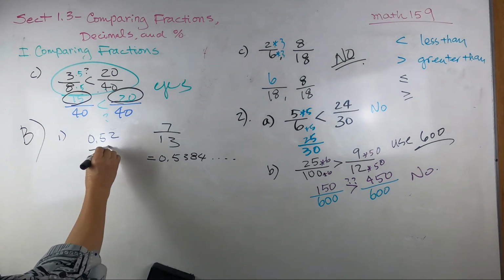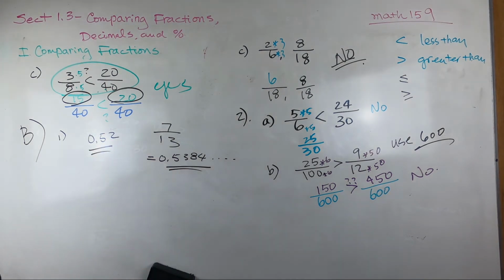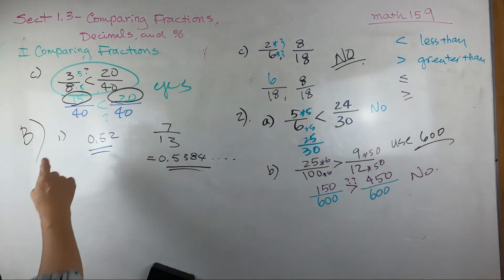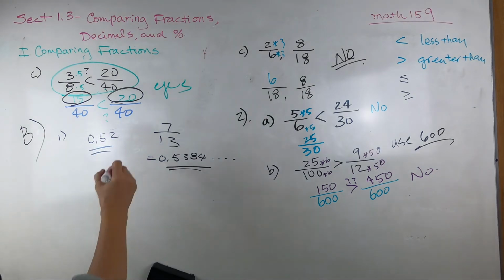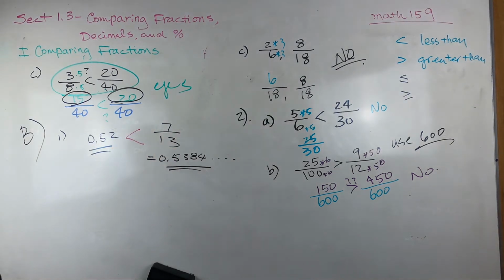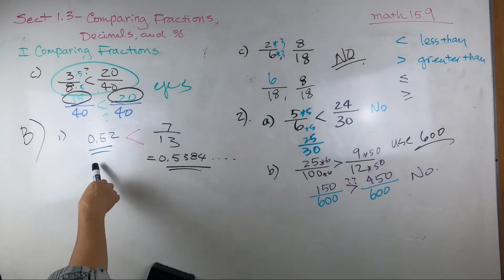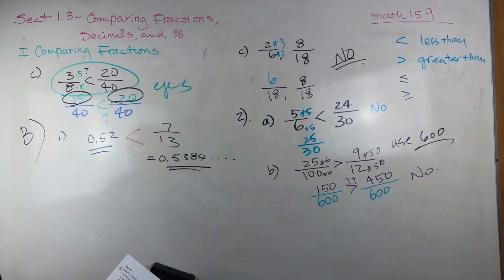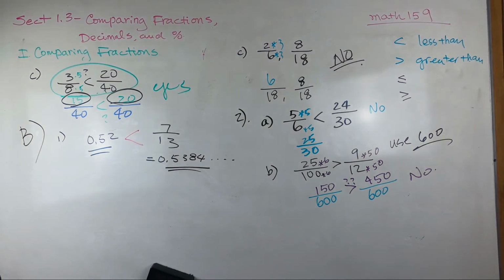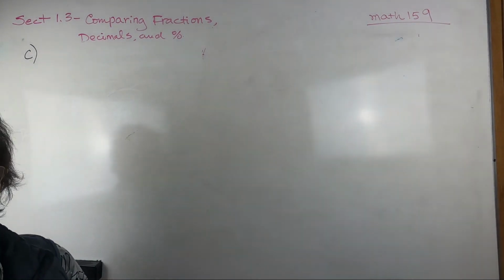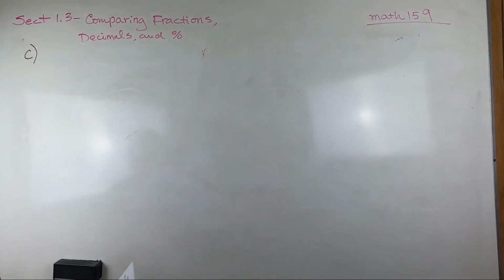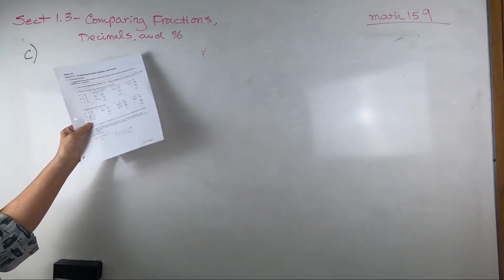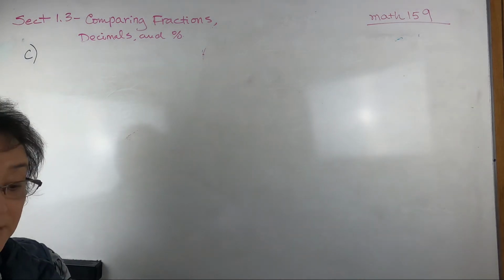Then compare 0.52 and 0.5384. What do you think? The first one is smaller, right? So you can tell by changing everything to decimals. Then you should be able to tell, right? So we are comparing fractions, decimals, and percents sometimes, right?